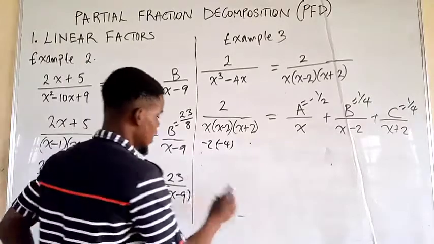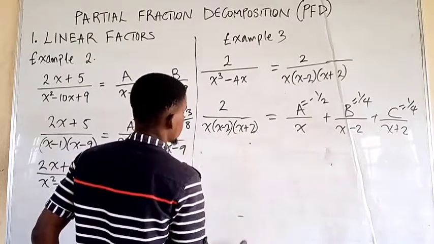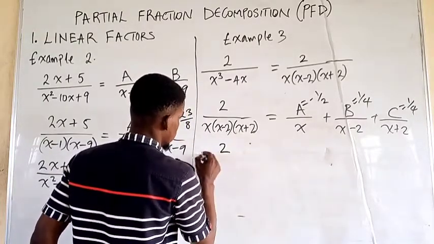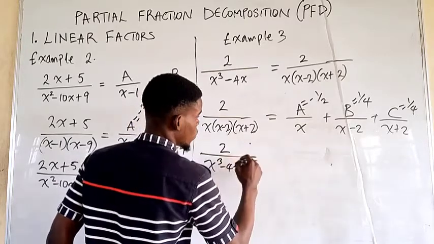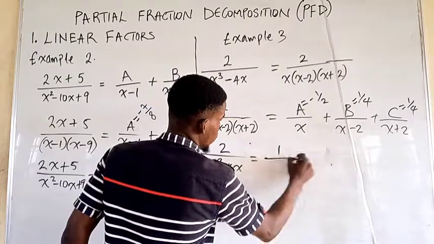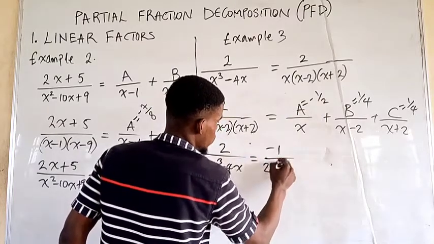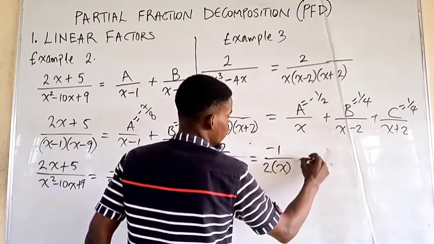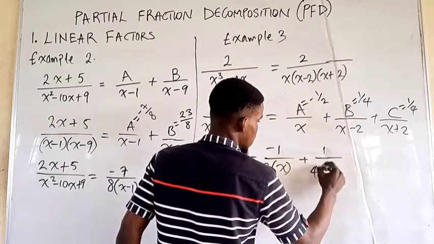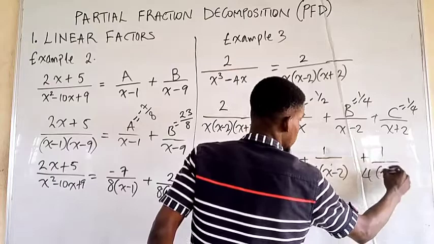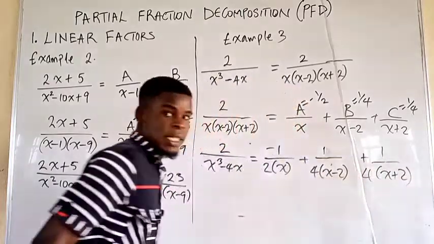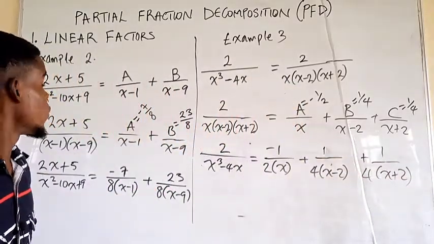So we can rewrite this as 2 over x cubed minus 4x equal to negative 1 over 2 times x, plus 1 over 4 times x minus 2, plus 1 over 4 times x plus 2. That was a very nice example.